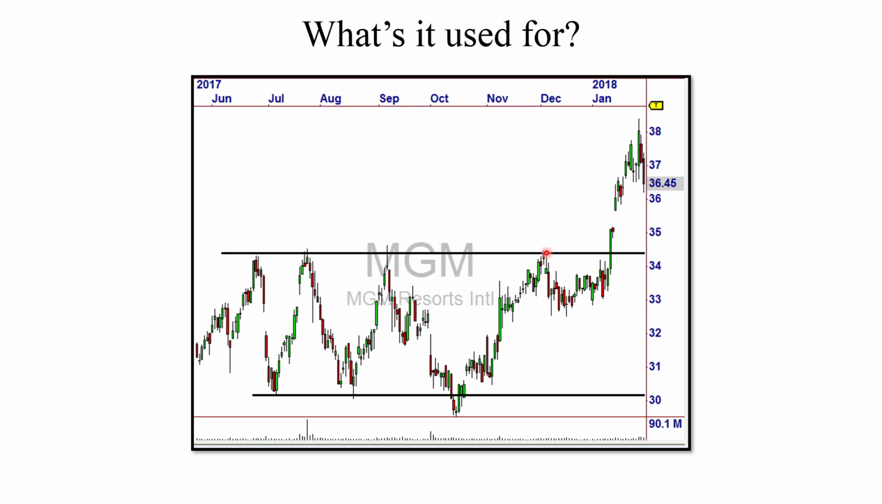Now, what happens when it's broken? What you have is, in the case of resistance, buyers coming into the market strongly pushing price upward.